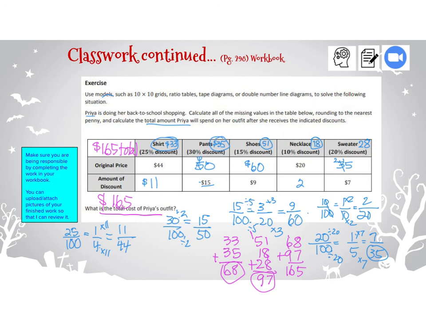Wow. Okay, we will stop there, and then you should be ready to do your problem set, but then also do your exit ticket.